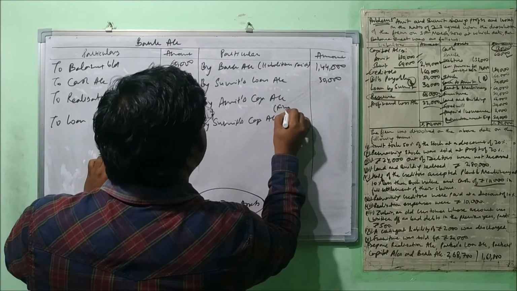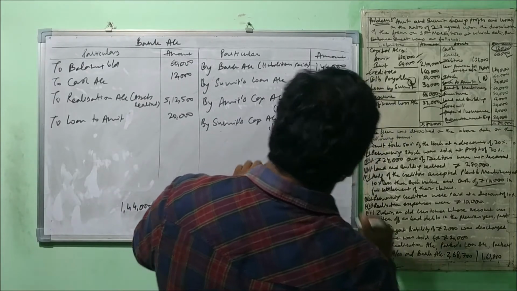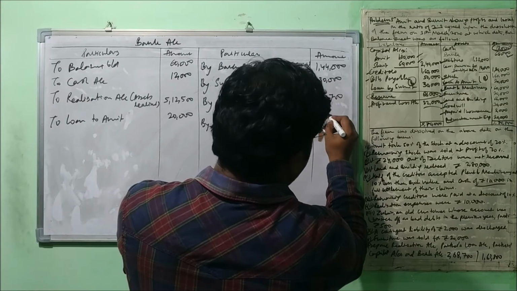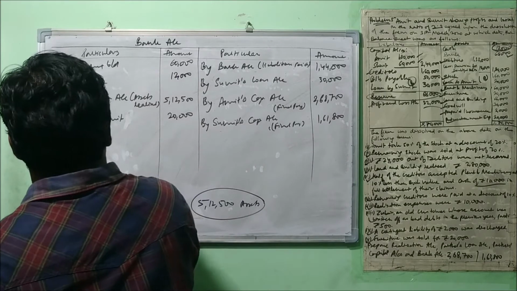Thereafter we'll make the payment to partners. This is the final payment. So we have to follow the sequence. The amounts I have written here are 2,68,700 and 1,61,800. Now what we need to do? We need to just make the total.